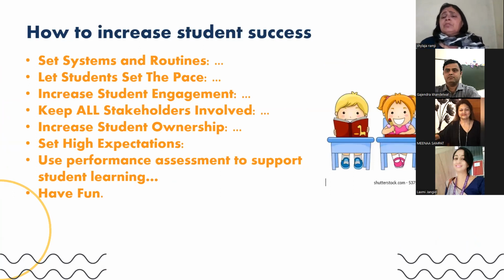First of all, we need to set systems and routines to make sure that the students have an opening task, an exit slip, a midweek quiz, things like that. Routines let the students set the pace. You find out whether they have understood through your quizzes. Then increase student engagement through various activities, like which I showed you earlier, online activities. And then keep all the stakeholders involved, increase student ownership, set high expectations.